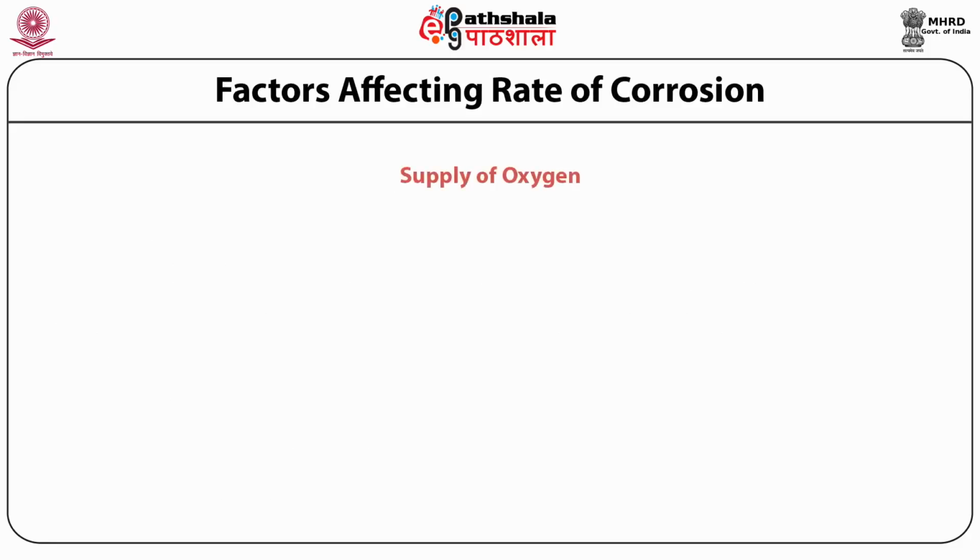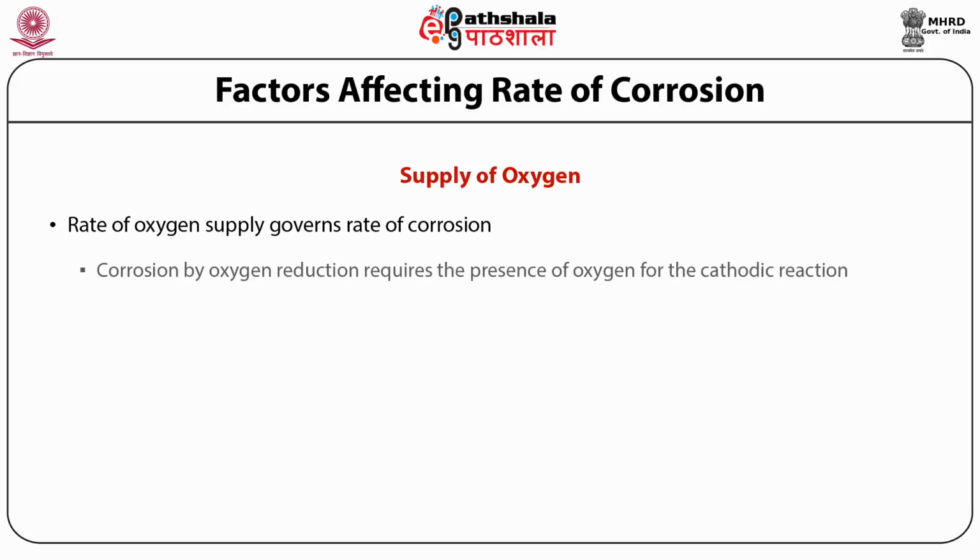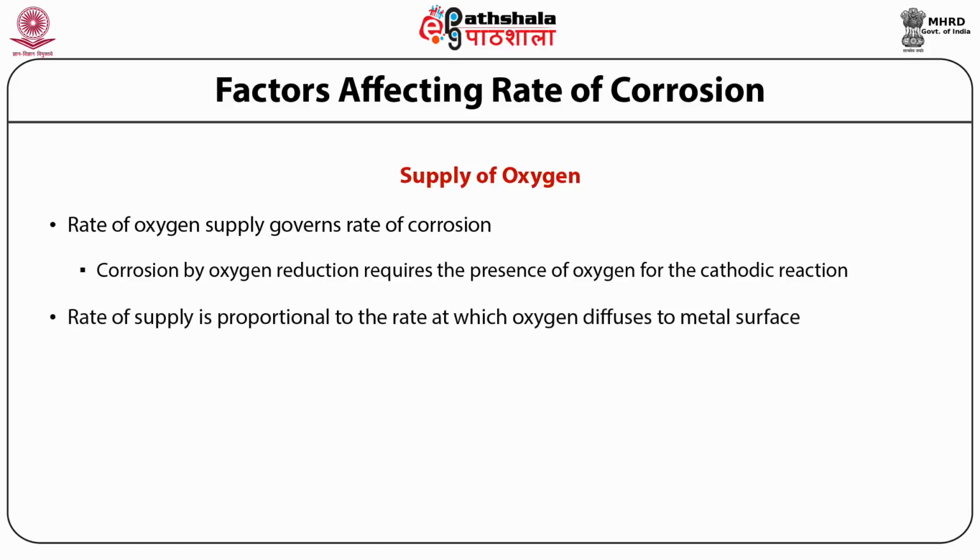Next factor is supply of oxygen. The rate at which oxygen is supplied largely governs the rate of corrosion. Since corrosion by oxygen reduction requires the presence of oxygen for the cathodic reaction to proceed, the rate of supply is proportional to the rate at which oxygen diffuses to the metal surface, and this depends on the concentration of dissolved oxygen in solution. This is the justification for the practice of attempting to remove all the oxygen from the canned foods prior to seaming on the can end.